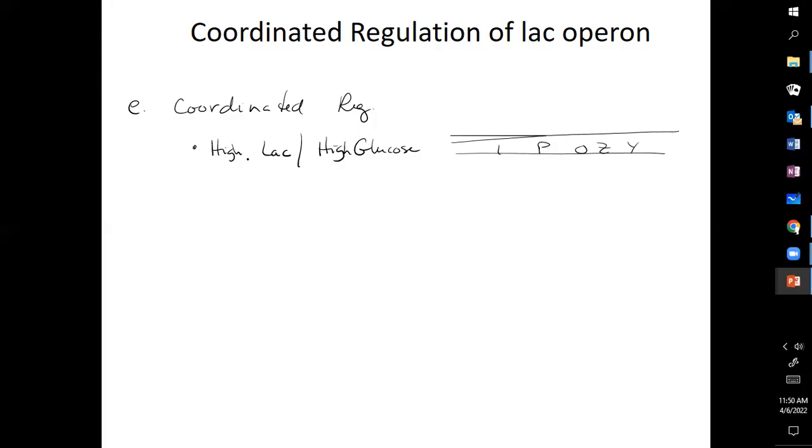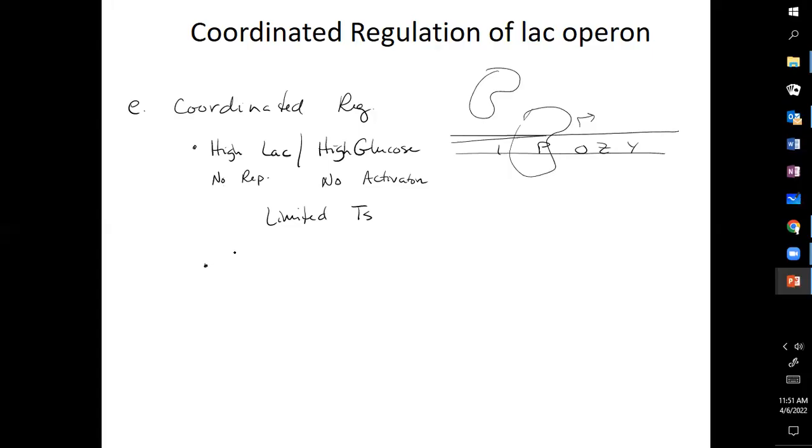So in the case of high lactose, would the repressor be bound? No, there's no repressor on the operator. And we have high glucose, so that means we have low cyclic AMP. So we have no repressor bound and we have no activator bound. We'll get transcription every once in a while if polymerase comes in here and hits and does a transcription, but that's going to be limited. So we would have limited transcription under this condition.